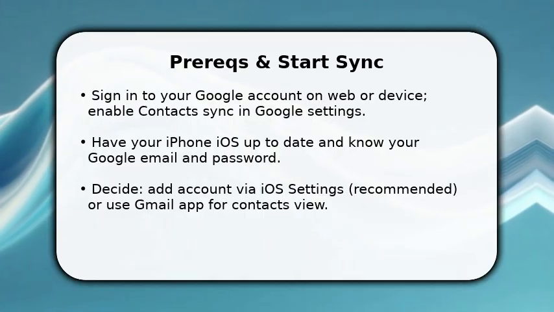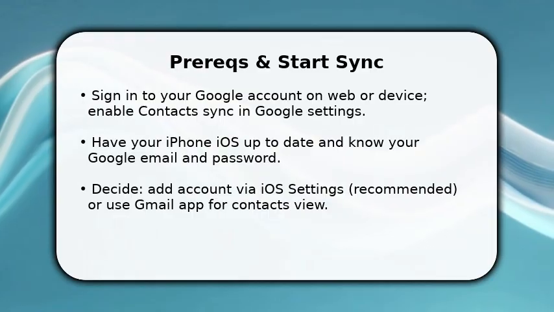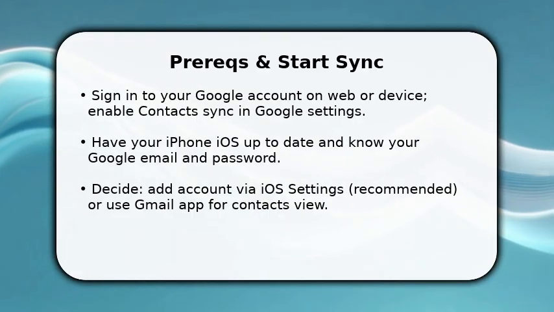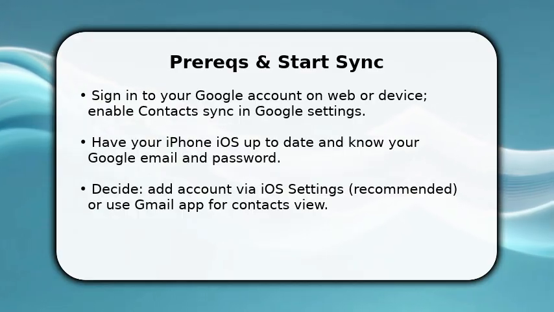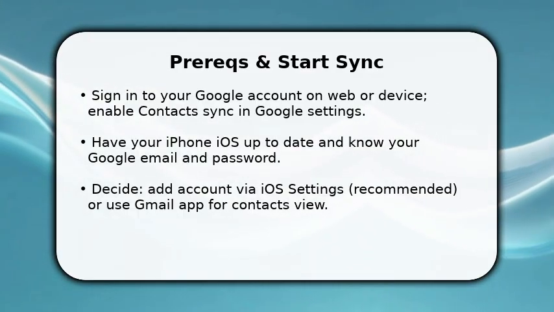First, open Settings and tap Mail, then Accounts. This is faster than opening Gmail. Tap Add Account, choose Google, and sign in with your credentials. Once done, make sure Contacts is toggled on in the account settings. This tells iOS to import Google Contacts into your Contacts app.